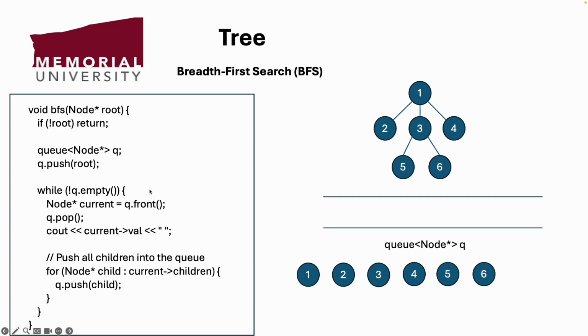This is how the breadth first search works. As we can see, this is what is printed. The order is 1 for the first level, the root level, then the second level 2, 3, 4, and then we visit the third level, 5 and 6. So we're using the queue to implement the breadth first search.